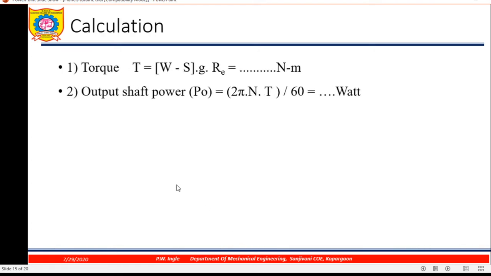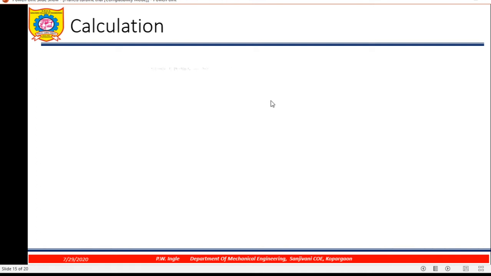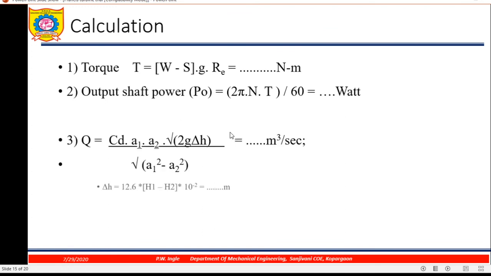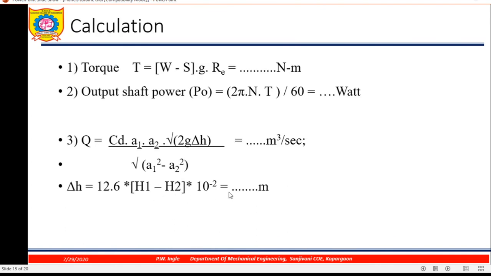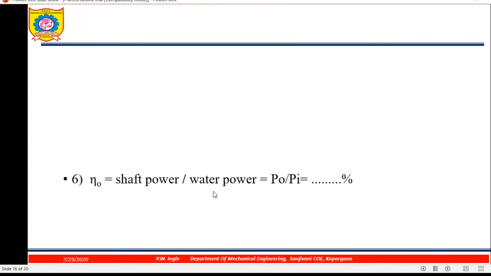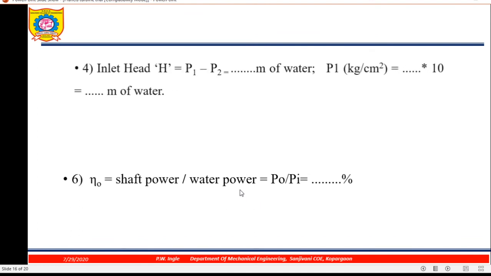Now calculations. First of all, calculate torque. It is (W minus S) into equivalent radius, then output shaft power, which is 2 pi NT by 60. Then Q, then delta H. Now here you see delta H is with respect to what? For calculation of Q. So it is (H1 minus H2) into 10 to the power minus 2. It is in centimeters, so convert into meters.